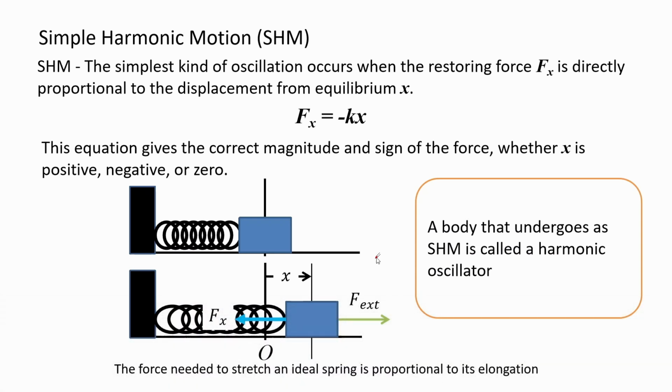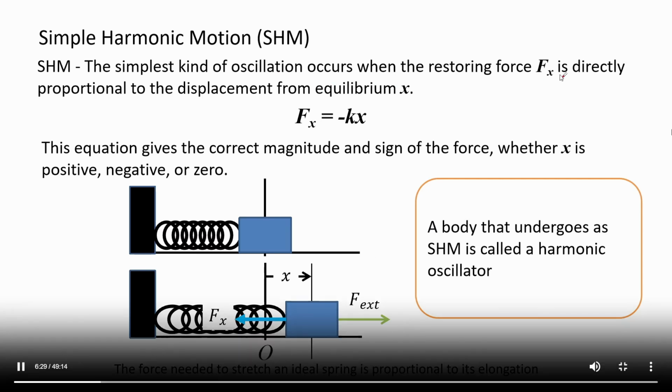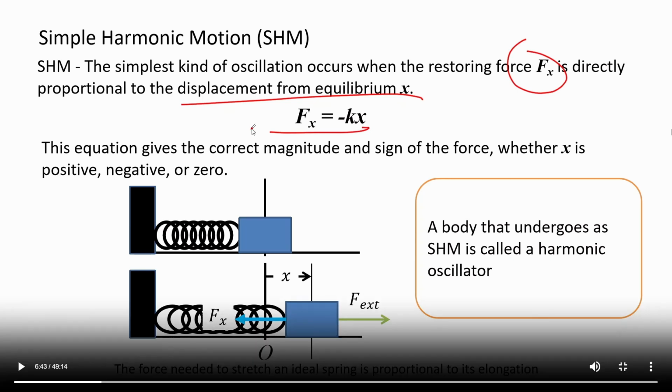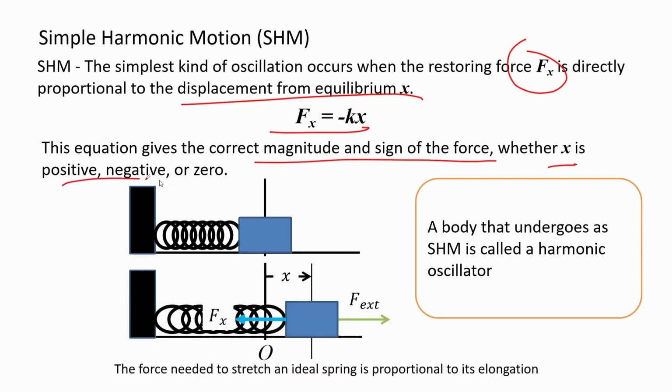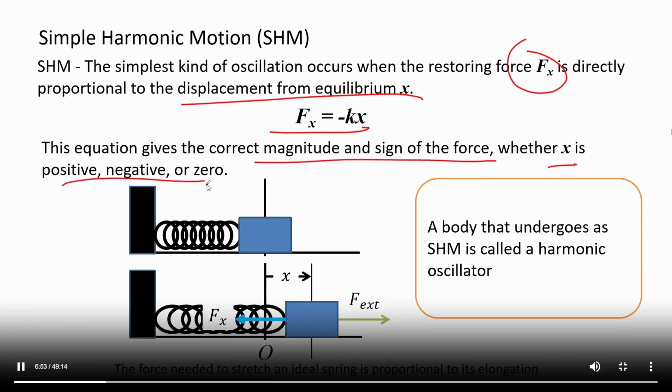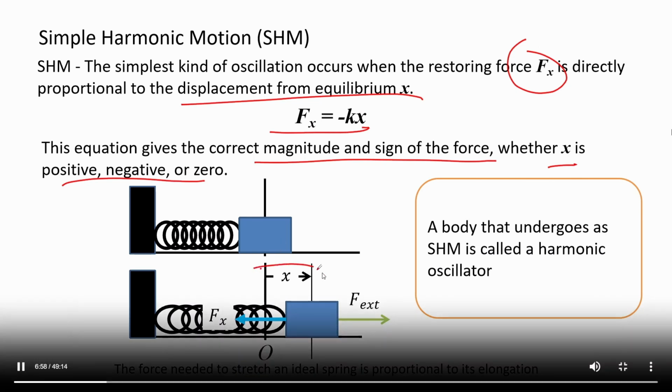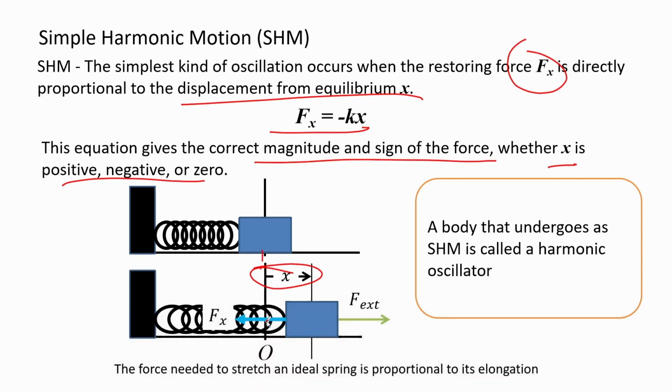Here we introduce simple harmonic motion. Simple harmonic motion is the simplest kind of oscillation, which occurs when the restoring force Fx is directly proportional to the displacement from equilibrium. So Fx is equal to negative kx for a spring situation. And this equation gives us the correct magnitude and sign of the force, whether x is positive, negative, or zero. So x varies, because it is possible on this side, on this side, or at the equilibrium state.